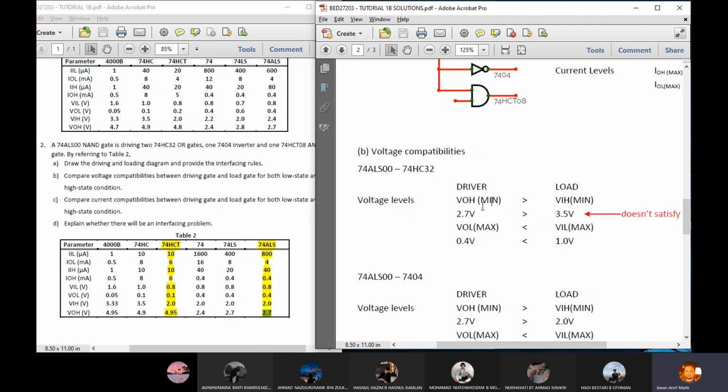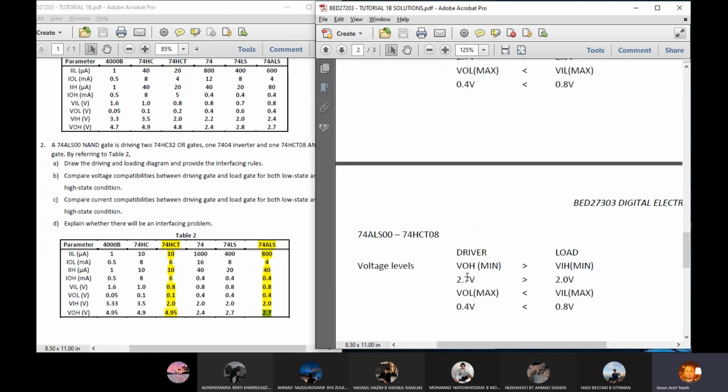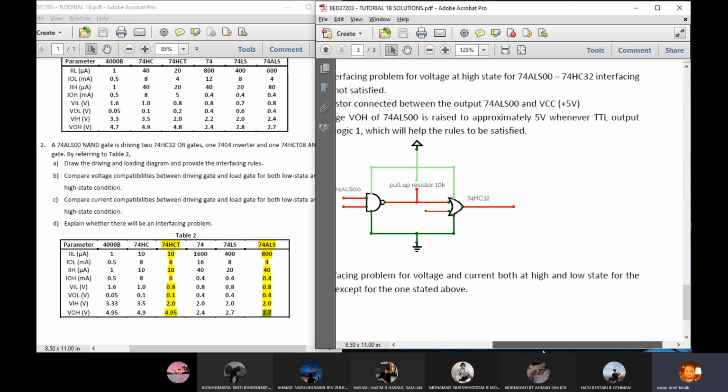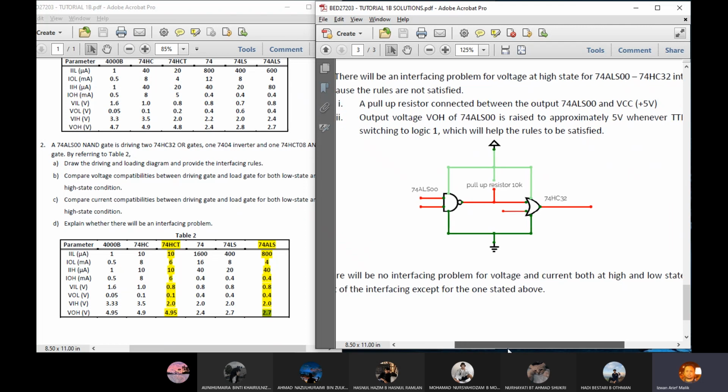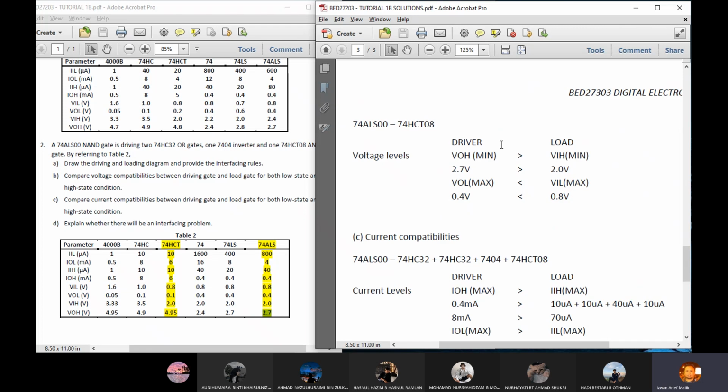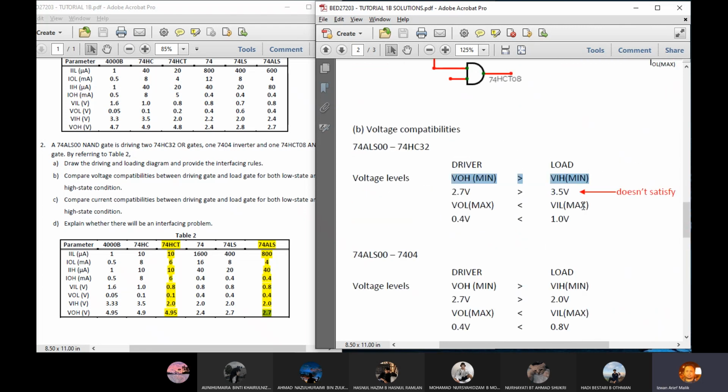So when the value of VOH is 5 volt, then it is greater than 3.5. So maksudnya dia dah satisfy kan dia punya voltage level kat sini. So dah tak ada problem untuk interfacing. Alright. So there will be no interfacing problem for voltage and current both at low and high state for the rest of the interfacing except for the one stated above. So dekat tempat lain tak ada masalah, cuma dekat sini sahaja.